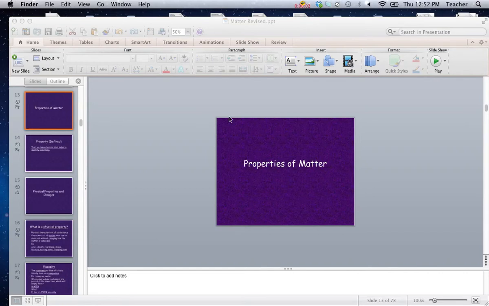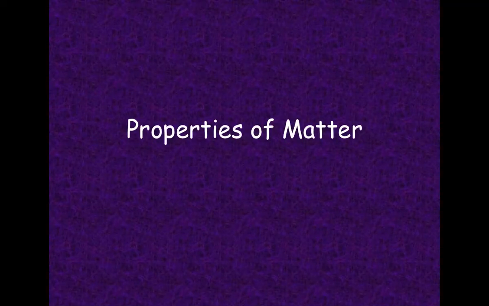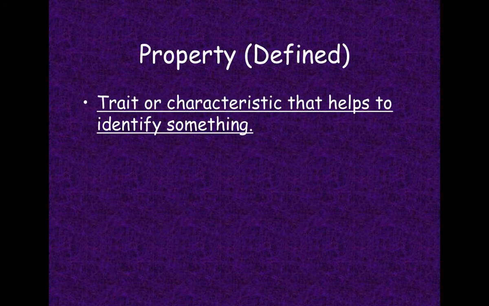All right, so now that we've talked about the different states of matter or phases of matter, let's talk about properties of matter. And before we get started talking about some specific properties, let's define what a property is. A property is basically a trait or characteristic that helps us to identify something. So all of these different things that we will be discussing are pieces of information that we can actually use to identify a particular piece of matter.